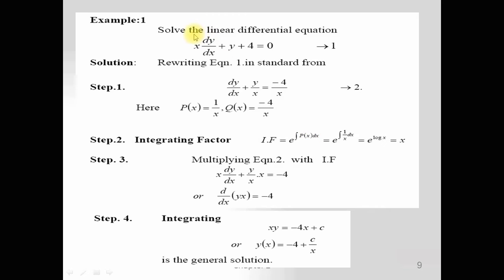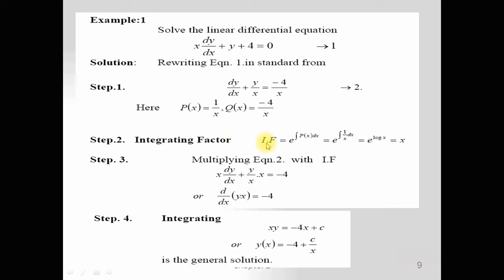Now second example, suppose we have an example x dy by dx plus y plus 4 is equal to 0. First of all, rewrite this differential equation into the general form for the comparison to the general form of linear differential equation. So dividing both sides by x, we obtain dy by dx plus y by x minus 4 by x. Now dear students, note that comparing this differential equation to the general form, we obtain that the p function here is 1 over x and the q function is minus 4 by x.